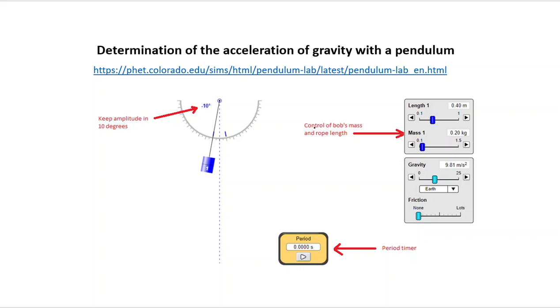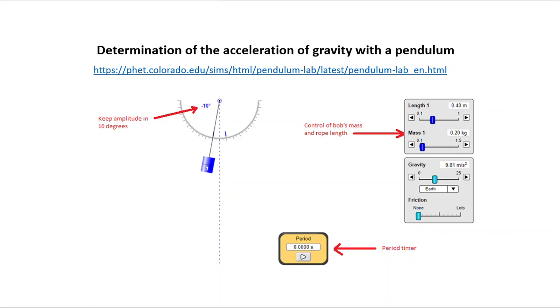So you have a control for the mass of the bob, and you have also another control for the rope length. You have also a period timer. Basically, in this experiment, we're going to be increasing the length of the string or rope, right? To determine how the period of the pendulum is changing as we increase the length.